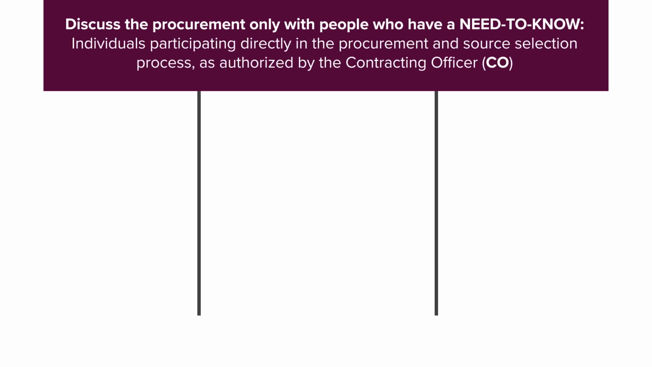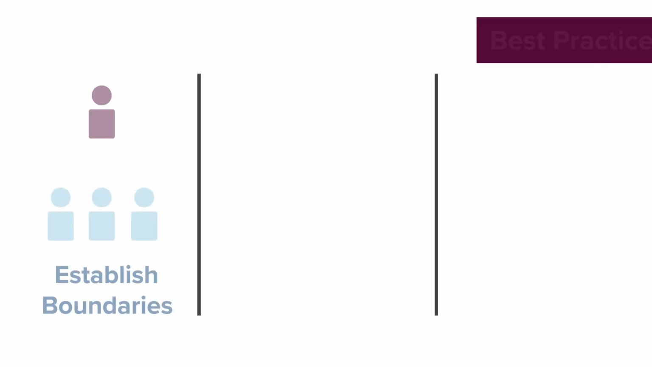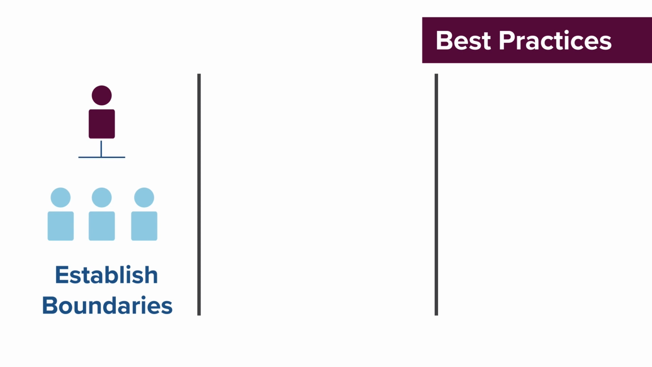Discuss the procurement only with people who have a need to know, with individuals participating directly in the procurement and source selection process, as authorized by the contracting officer. Establish boundaries and need to know upfront and consistently. Your chain of command does not automatically have a need to know and is subject to the prohibition on obtaining procurement information.